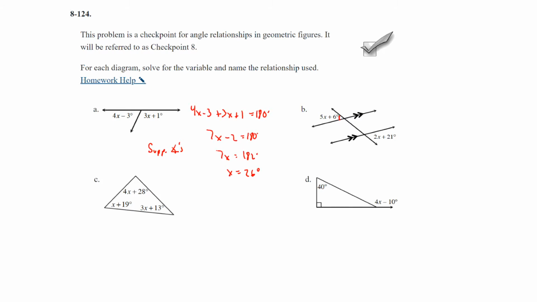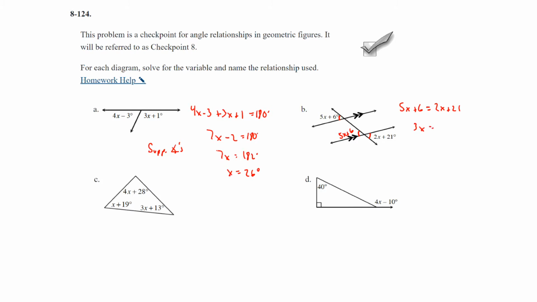So this angle here is congruent to this angle because those are corresponding angles. And then that angle is congruent to this one. So this angle right here is 5x plus 6 because they're congruent. And then those two angles are vertical, so they're congruent as well, which means their measures are the same. So we should be able to say 5x plus 6 is equal to 2x plus 21.